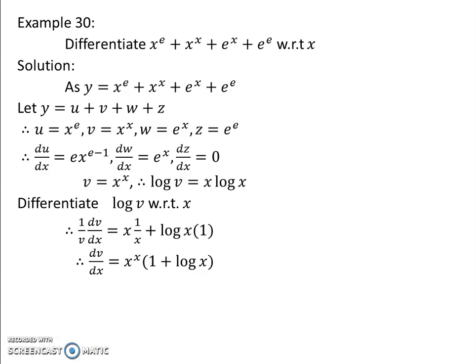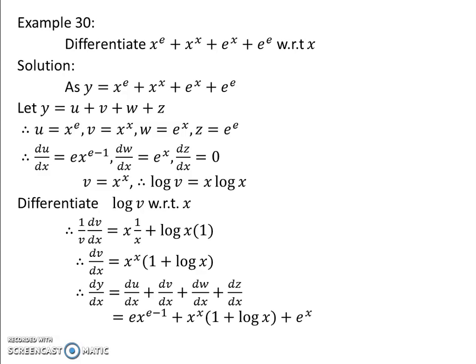As y equal to u plus v plus w plus z, therefore dy by dx is du by dx plus dv by dx plus dw by dx plus dz by dx. So replacing these values, we get e x raised to e minus 1 plus x raised to x into 1 plus log x plus e raised to x. In this example, we have applied logarithm to a particular term, the rest of the derivatives you were already able to do.